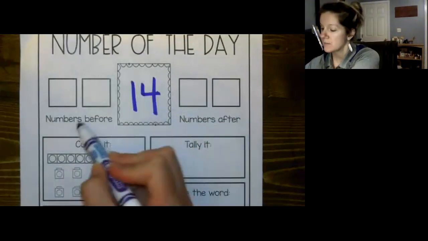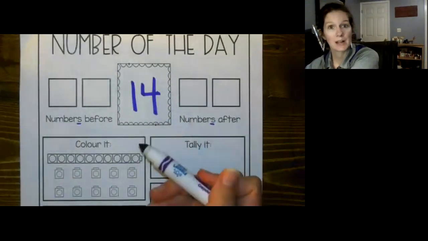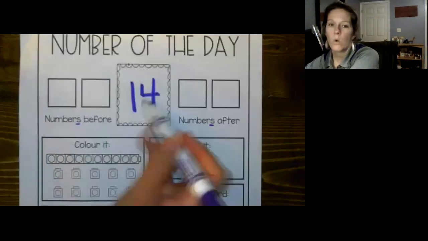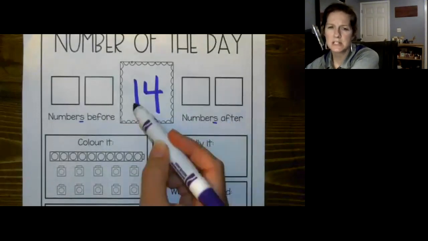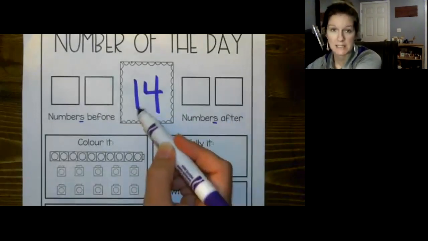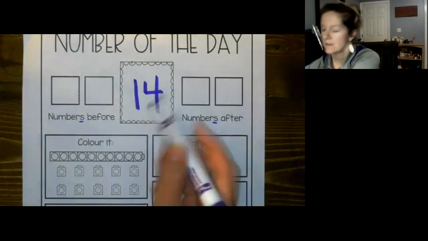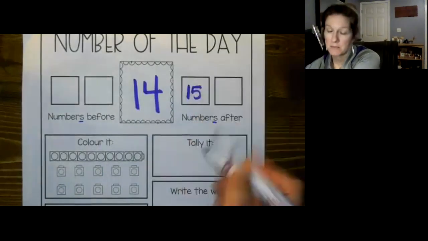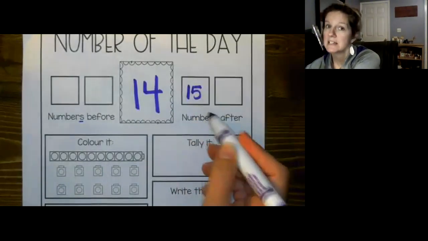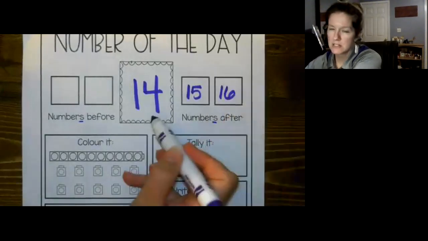Now it says numbers, more than one number. So let's go ahead and do the numbers after, because I think that's easier. If you're counting forward from 14, what comes after 14? 15. And we know a 15 is a 1 and a 5. Now what comes after 15? 16. Very good.